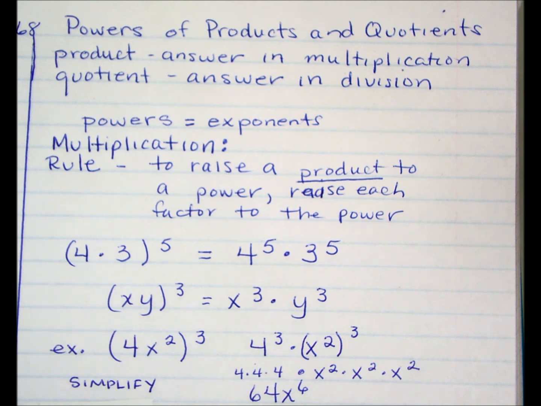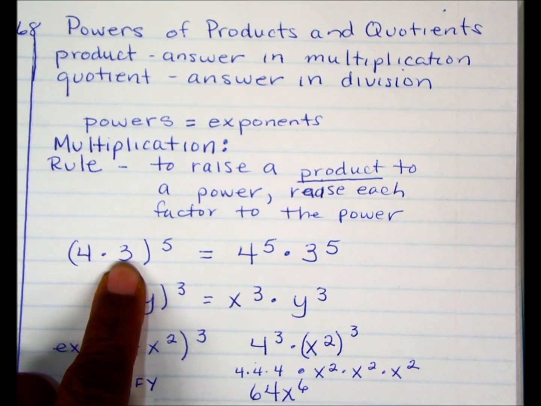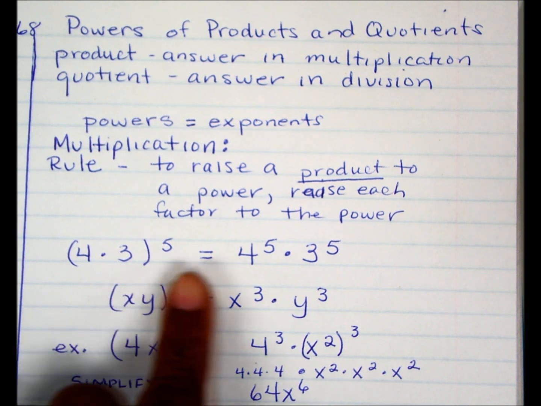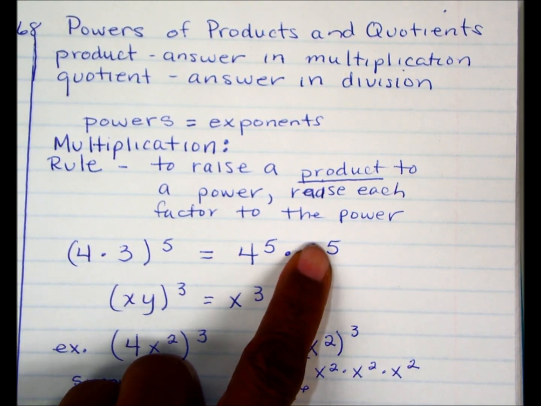And we know that powers have to do with exponents. So let's look at the multiplication rule first. The rule says to raise a product to a power, raise each factor to the power. Let's look at this first example. The factors are 4 times 3, and we want to raise them to the 5th power. So we're going to raise each factor, 4 to the 5th power times 3 to the 5th power.